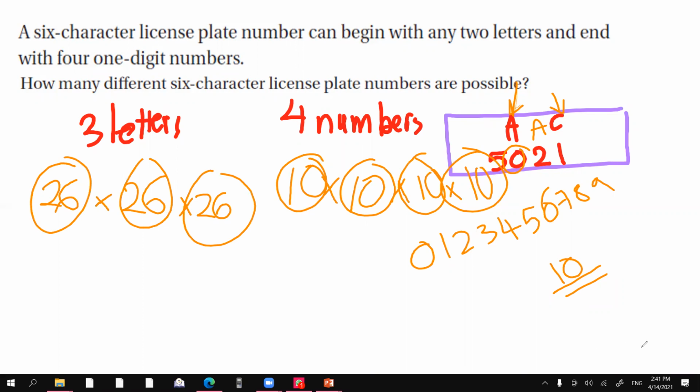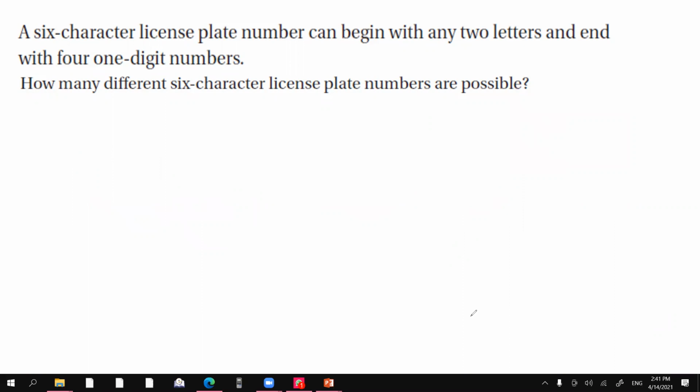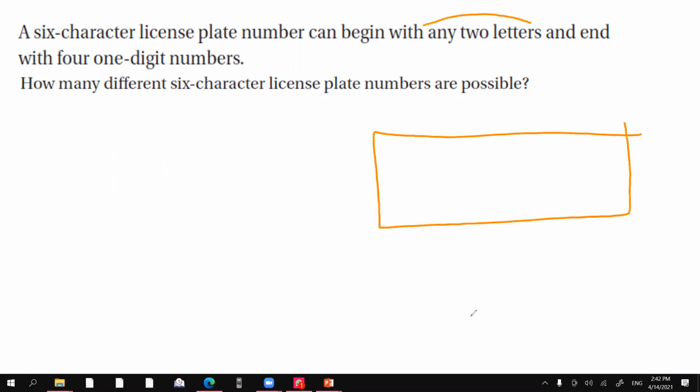Is it clear? So teacher, this is the counting method? Yes, this is the counting method. Okay, teacher. Now let's solve this one. A 6-character license plate number starts with 2 letters like D, I, and ends with 4 digits like 1990 as an example. How many different 6-character license plate numbers are possible?